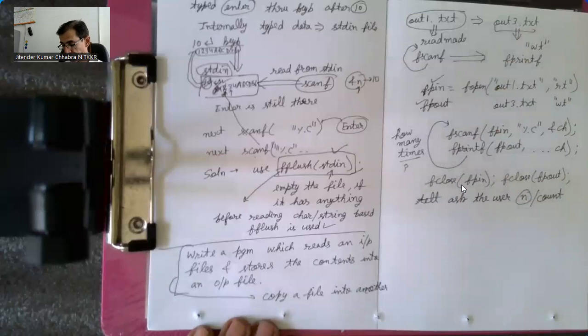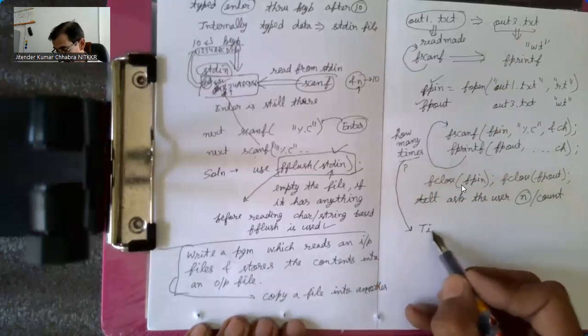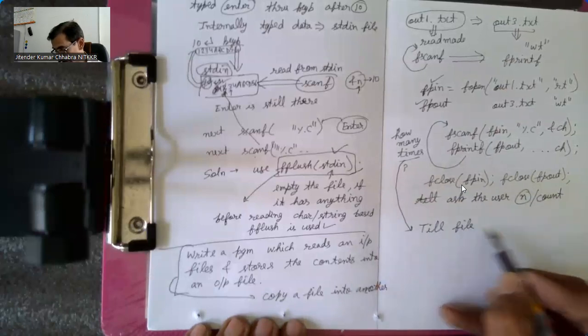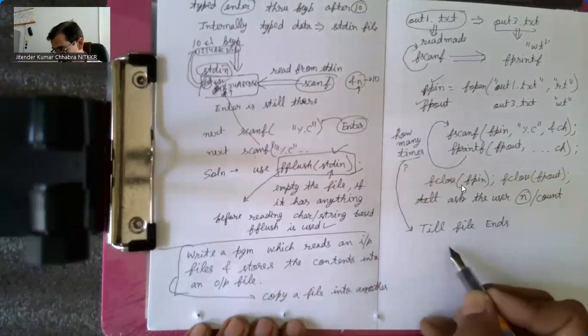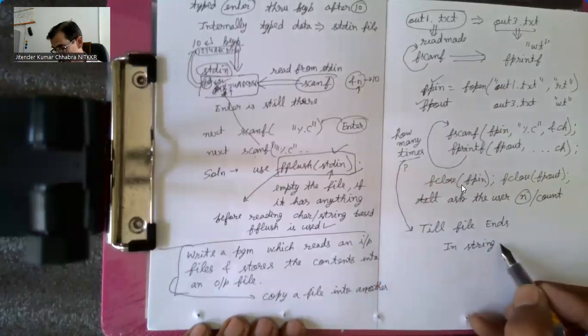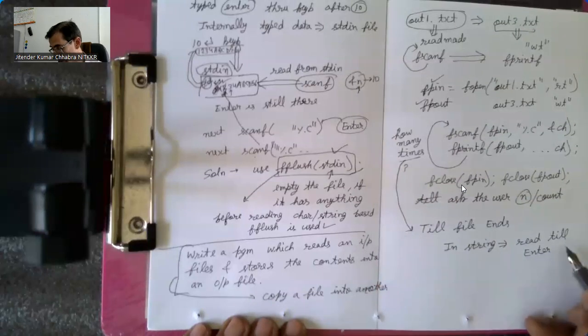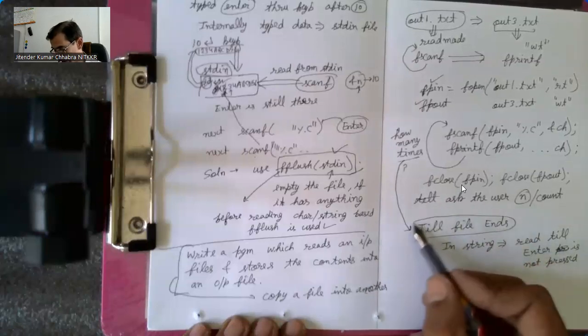So how many times to repeat? Effectively, we say till the file ends, I should read. The same we have done when we read strings also. In a string, how did you read? You never asked the length of the name. Reading was till enter was pressed. So we said till enter pressed, we read that. Till enter is not pressed. Same thing we would like similarly till the file ends.